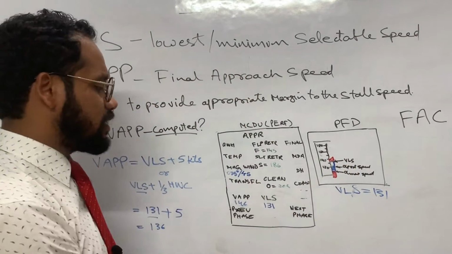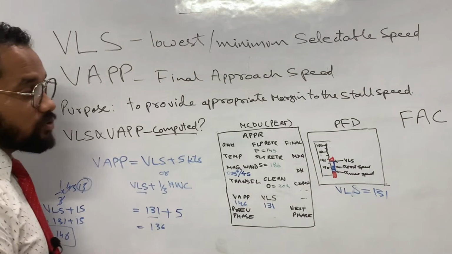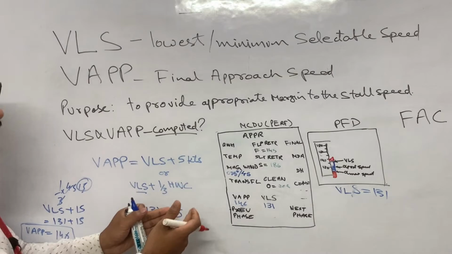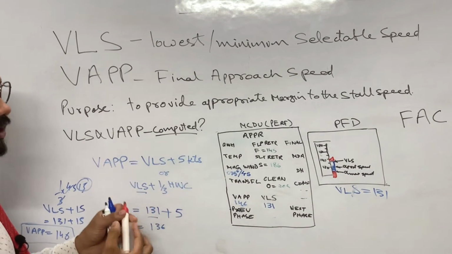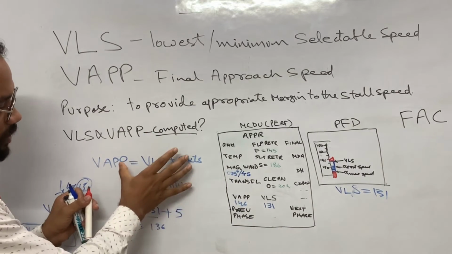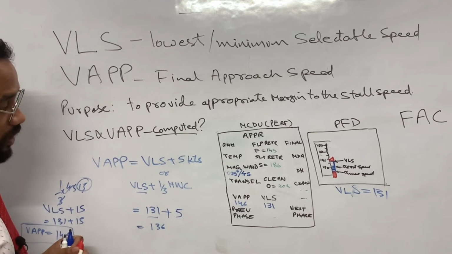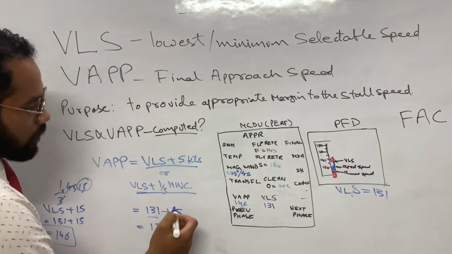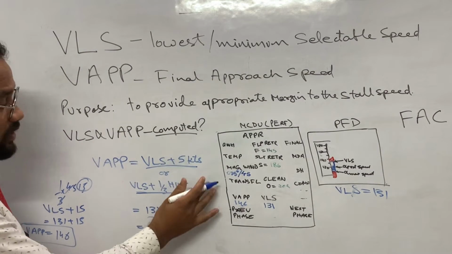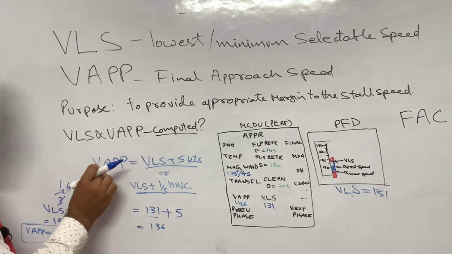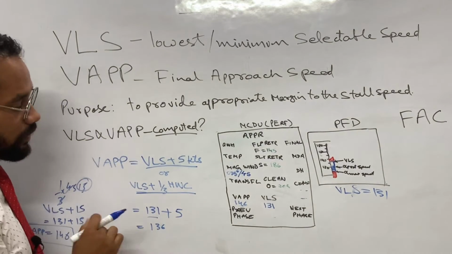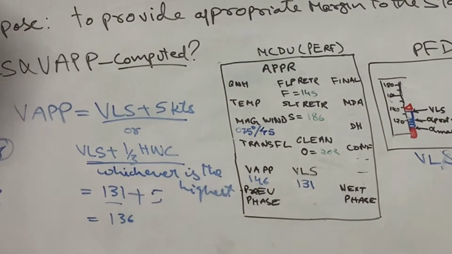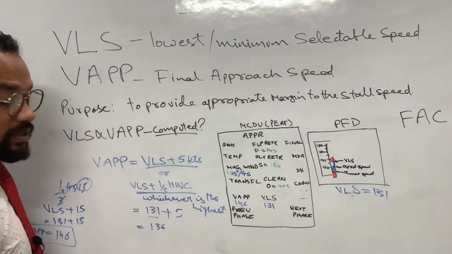Okay friends, that's understandable. So I hope with these examples you have understood how we have the approach speed computed by the FMGC. The approach speed is computed by the FMGC based on these formulas. One thing which I forgot to tell you friends is that amongst these formulas, this one and this one, whichever is the highest is considered as the final value for calculation of approach speed by the FMGC. So I'll write here: whichever is the highest among these will be taken as the final value.